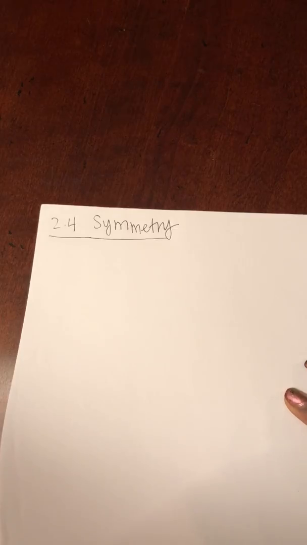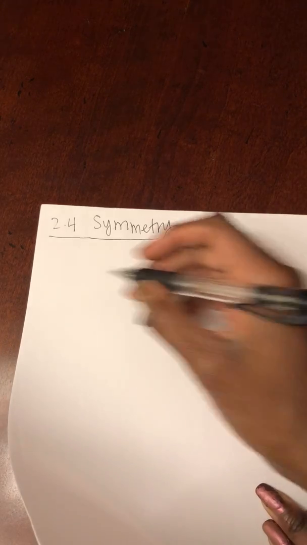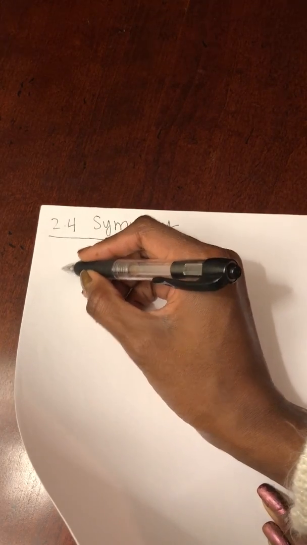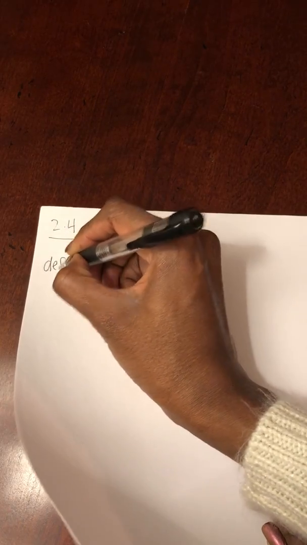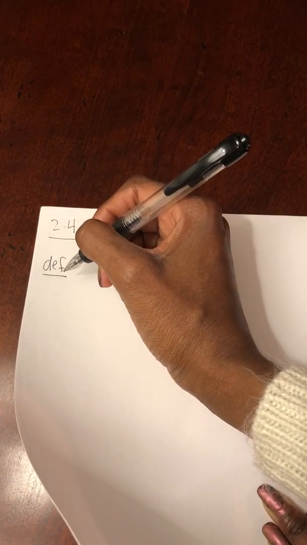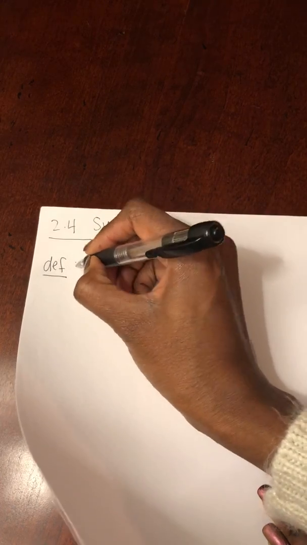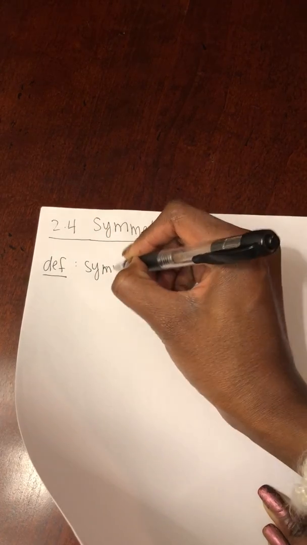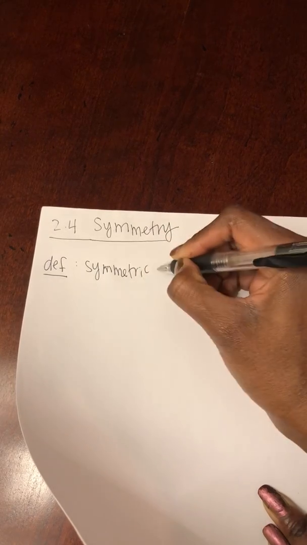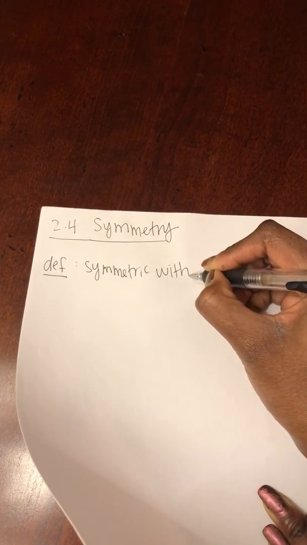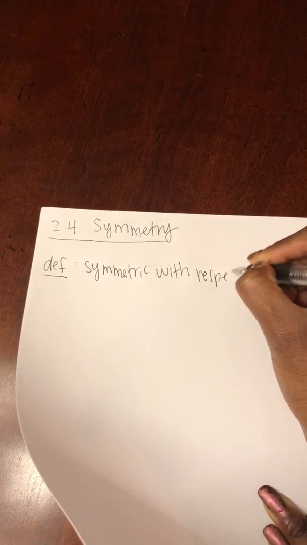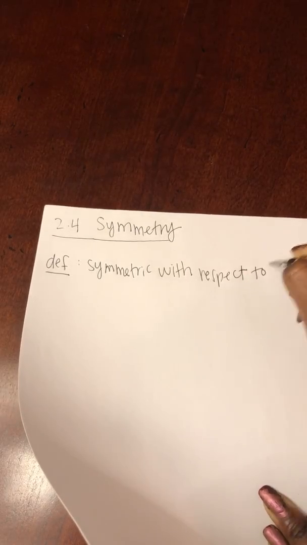Okay, so we can either be symmetric with respect to the x-axis, the y-axis, and or the origin. So we can write definitions real quick. So definition, let's say symmetric with respect to the x-axis. Okay.